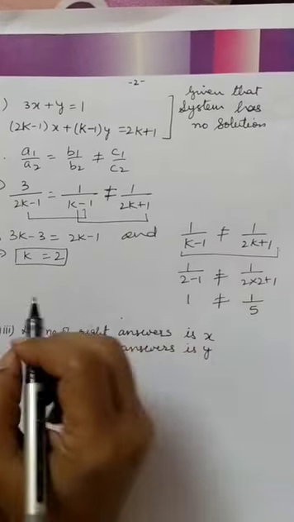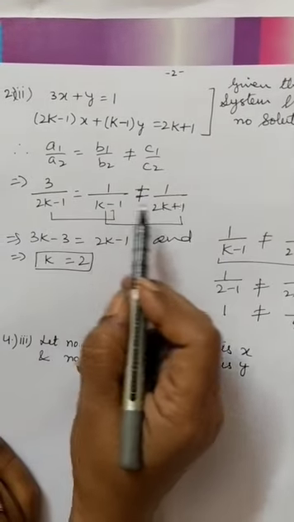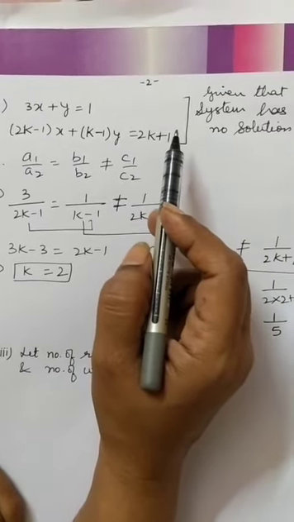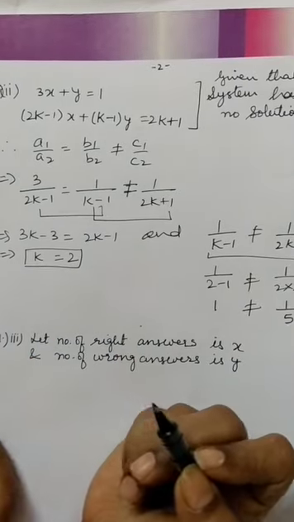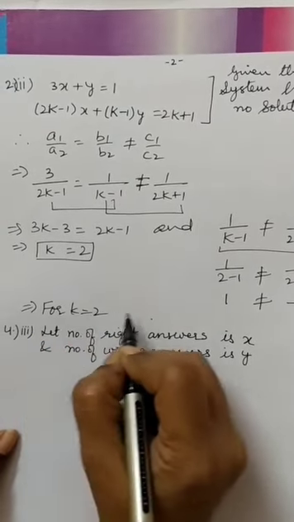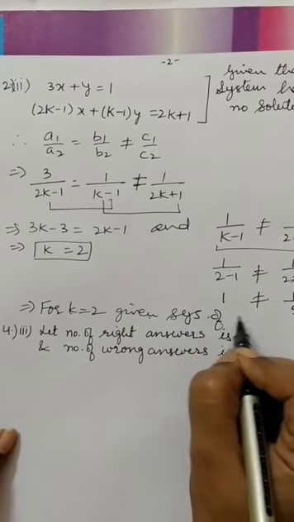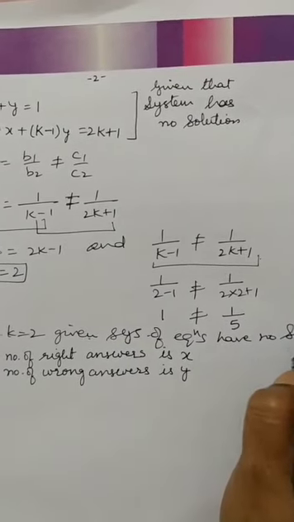So that means k is equal to 2 is the value which satisfies this expression, and we can say that the system of given linear equations will have no solution if k is equal to 2. We can write it here. For k equal to 2, the given system of equations has no solution.